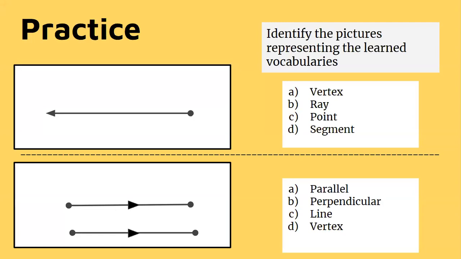And then the next image we have is 2 lines. I'm not going to spoil it, but let's just say there's 2 lines. And then the options we have are A, parallel, B, perpendicular, C, line, D, vertex.